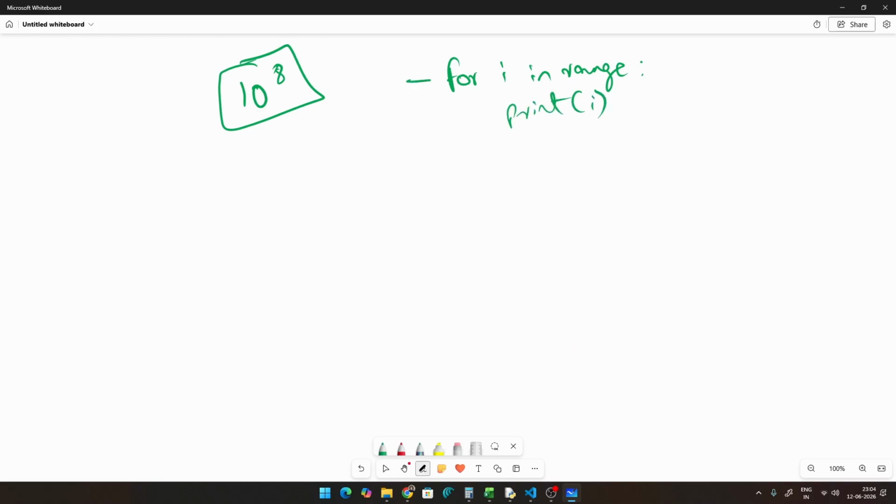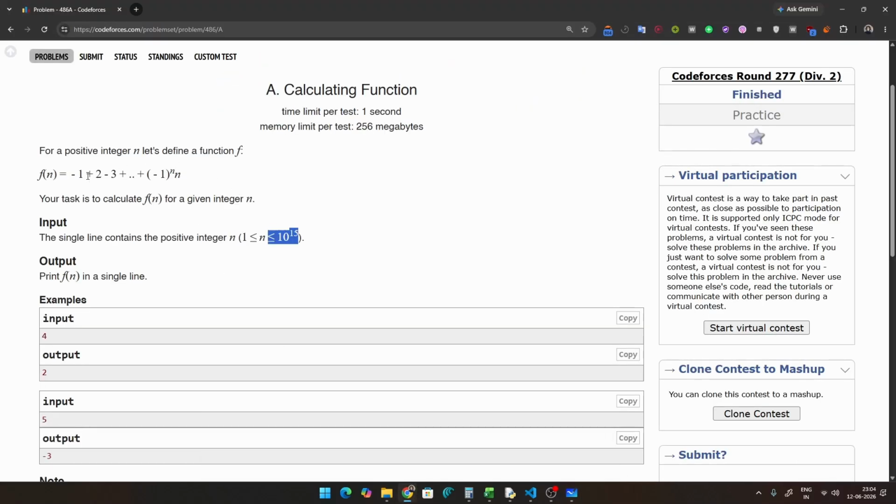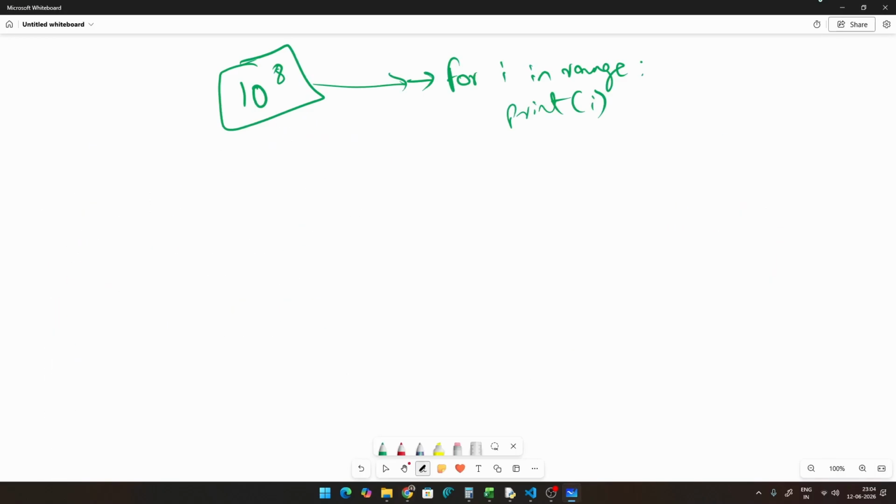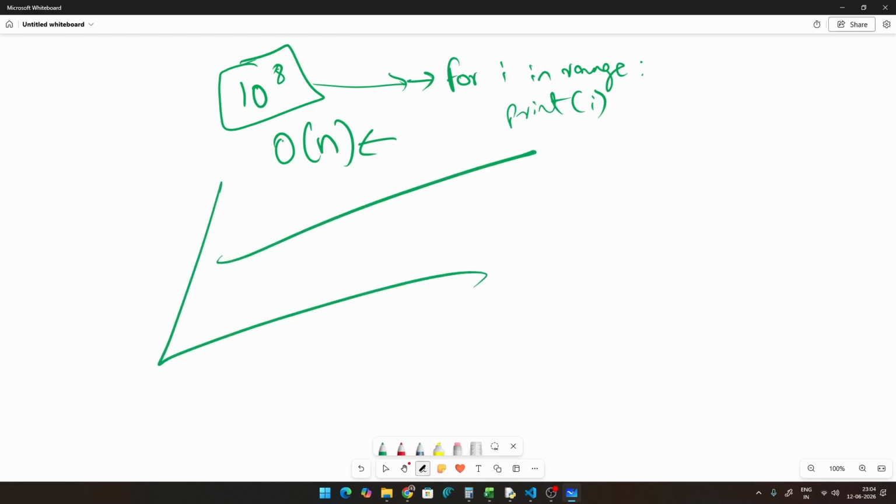Something to keep in mind, ladies and gentlemen: in 1 second, depending on the programming language, you can do about 10 to the power of 8 calculations. What does that mean? If I'm doing a for loop, for i in range, and then just print i, in 1 second this for loop can only run about 10 to the power of 8 times. So in any case where you want to run the for loop for more than 10 to the power of 8, you are not looking for a linear time scaling solution. That is what we call O(n), where it scales linearly with the input size.